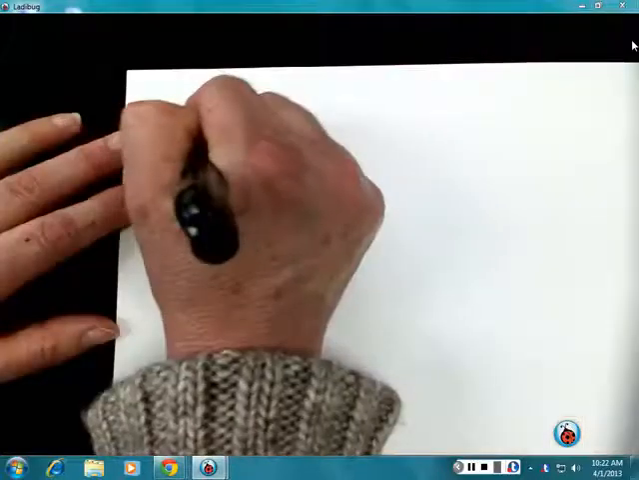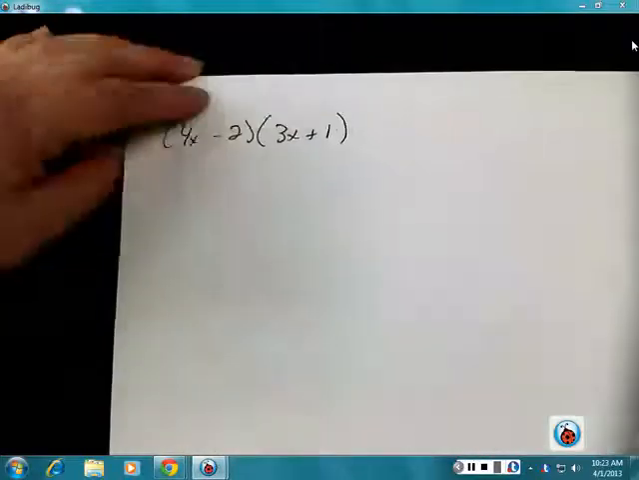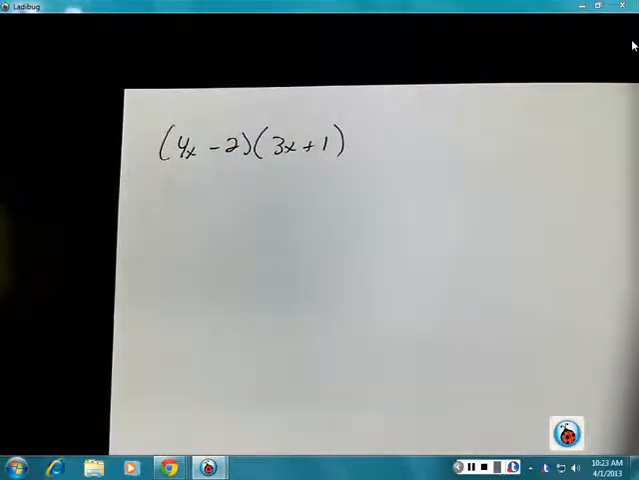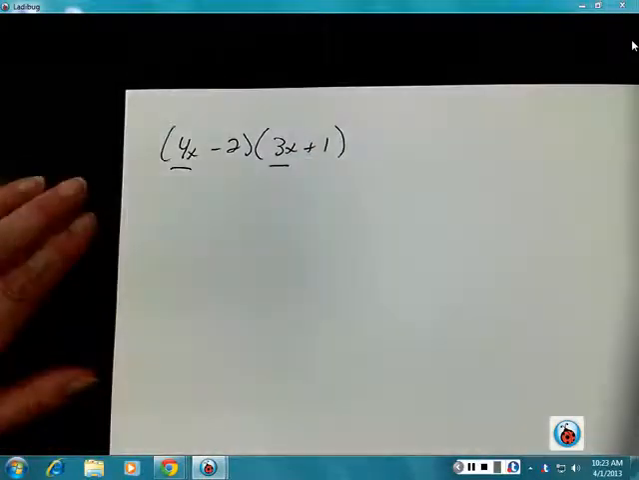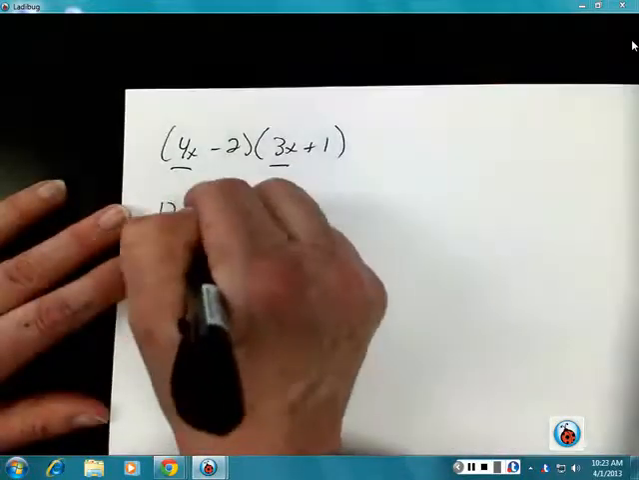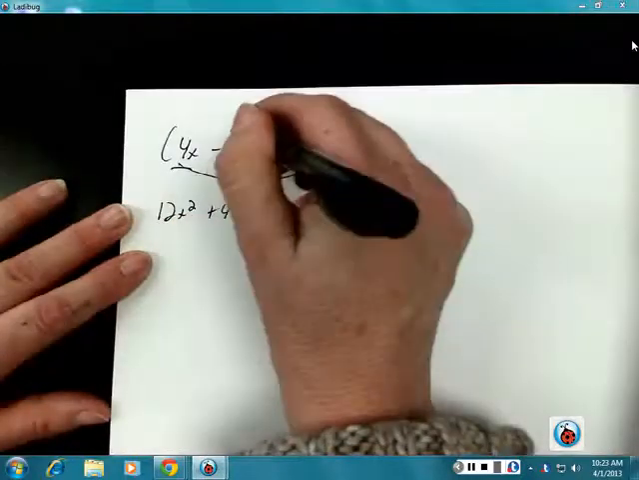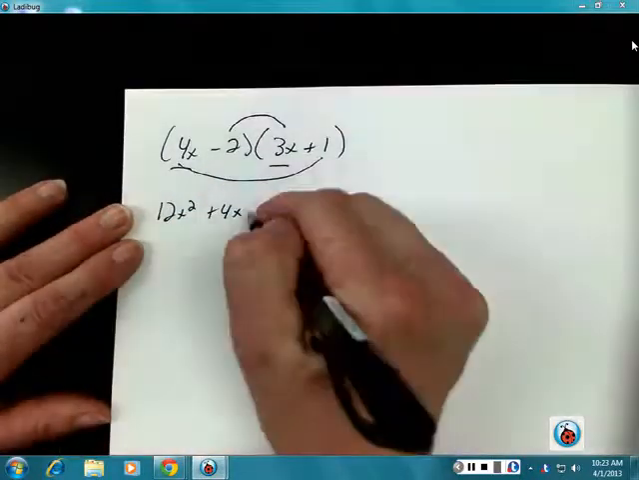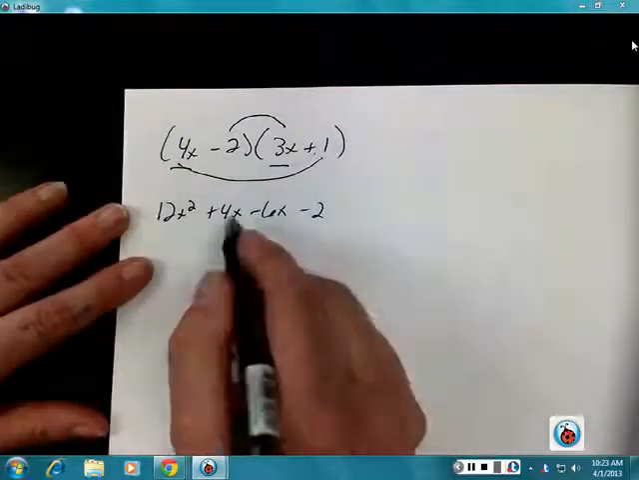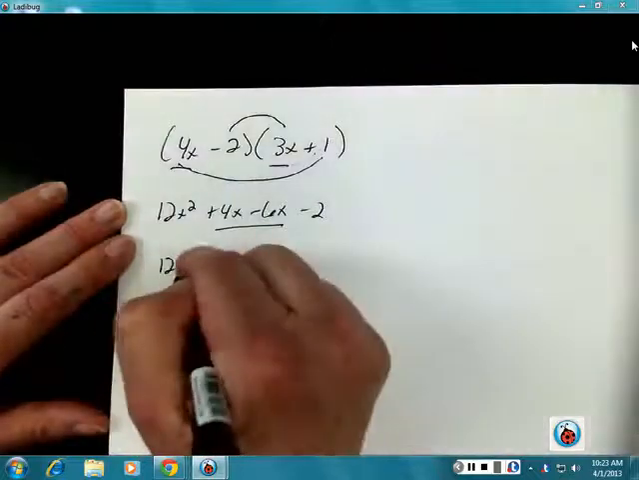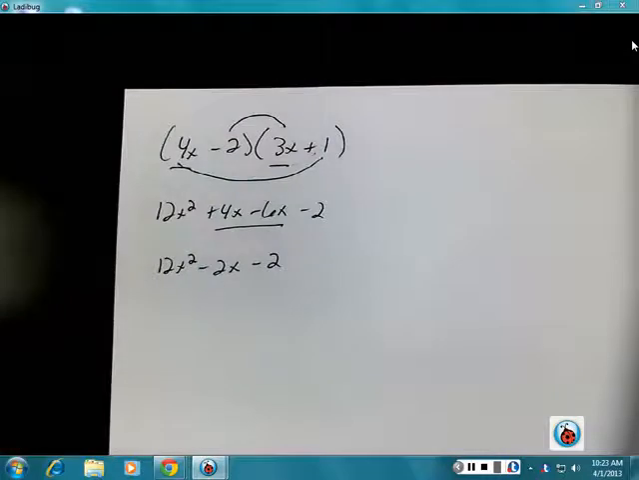How about this one? 4x minus 2 times 3x plus 1. What will we end up getting out of this whole thing? If I FOIL it, what happens? 4x times 3x is 12x squared. Then 4x times 1 is 4x. Then negative 2 times 3x is negative 6x. And negative 2 times 1 is negative 2. Then put these two together in the middle, and I get 12x squared minus 2x minus 2. And that would be my answer.